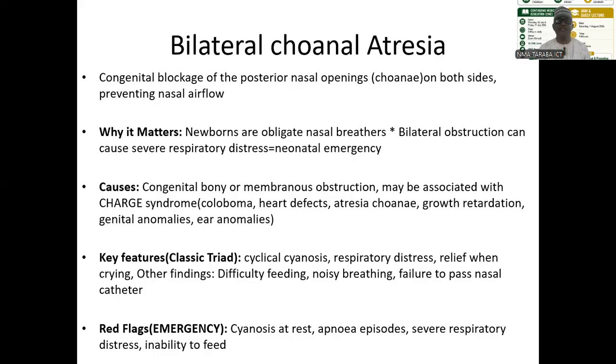But when the child is relaxed, they are obligate nasal breathers. The mouth is closed, so the child will not be able to breathe, and the cyanosis will come back again. So the red flag here is cyanosis at rest, which is an indication that the child needs specialist intervention.